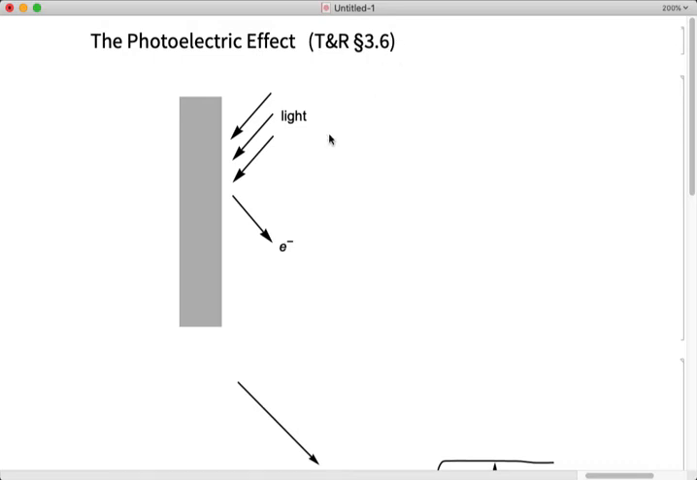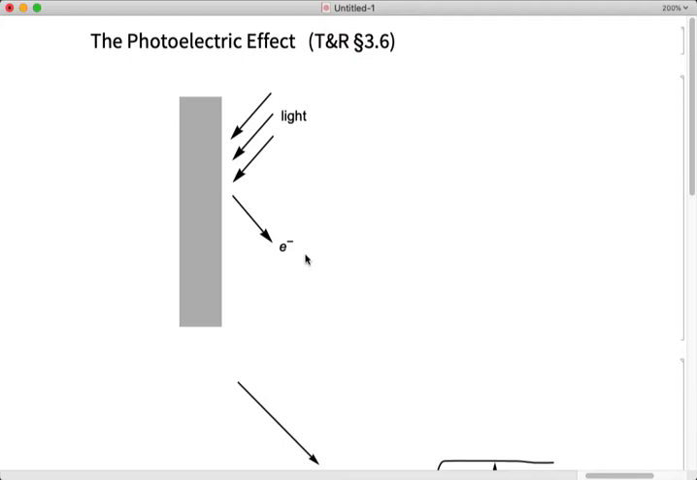The basics of the photoelectric effect is this. You've got some metallic surface here, some metallic substance. And when you shine light on a metallic substance, electrons can come flying off of that substance. This is the photoelectric effect in a nutshell. So how does it work?